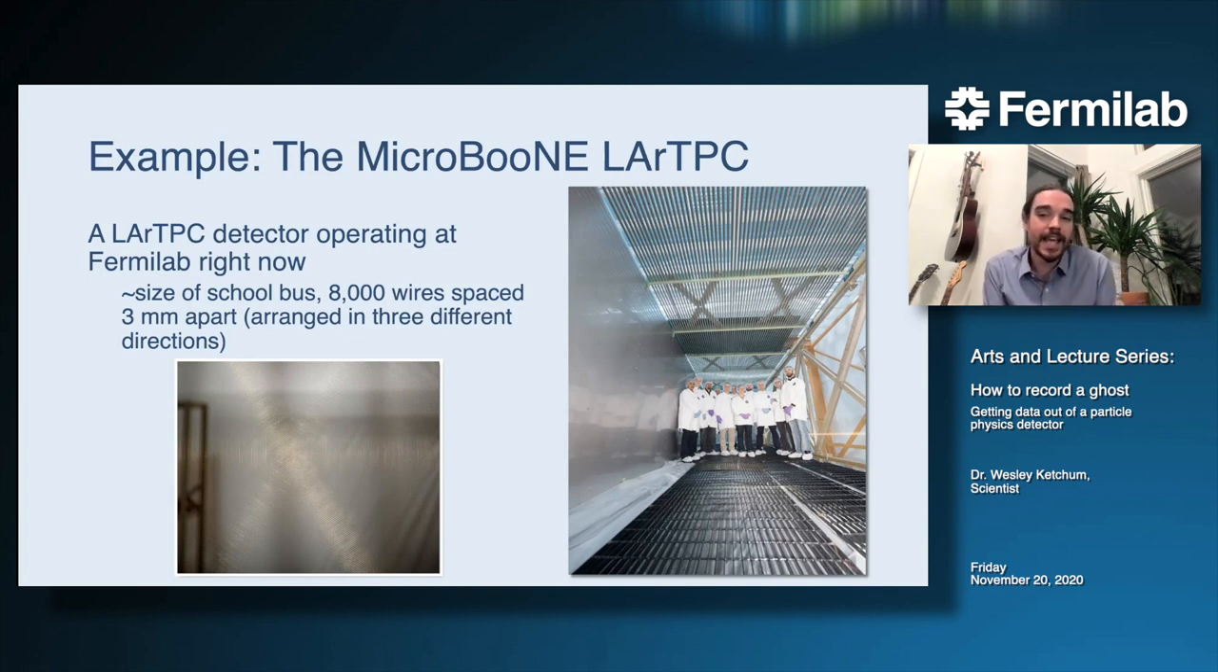And then on the right, you can't see it very well in that picture, but you can see better in the picture on the lower left here, all of the individual wires. These are wires that are spaced really, really close together, just 3 millimeters apart. In total, there's over 8,000 inside of the MicroBooNE liquid argon TPC. They're arranged in 3 different directions, and in the lower left-hand picture you can kind of see the light gleaming off of them. They're all plated in gold to increase their conductivity, which gives them this really nice gentle sheen. You can see the different angles at which the wires are arranged, and I'll talk about why that's important in a second.